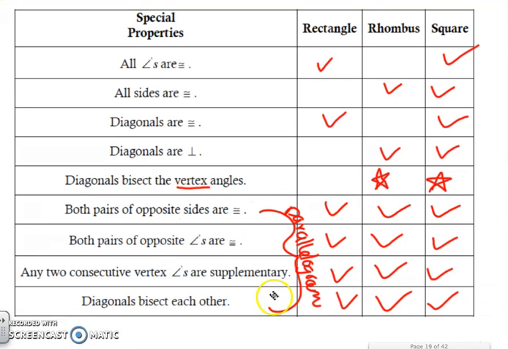And then all of these properties down here were all the properties of a parallelogram, so it was obviously going to be true in all these shapes because a rectangle and a rhombus and a square are all a kind of parallelogram, okay? All right, so those are all the properties of squares, rectangles, and parallelograms, and now you are ready to practice.